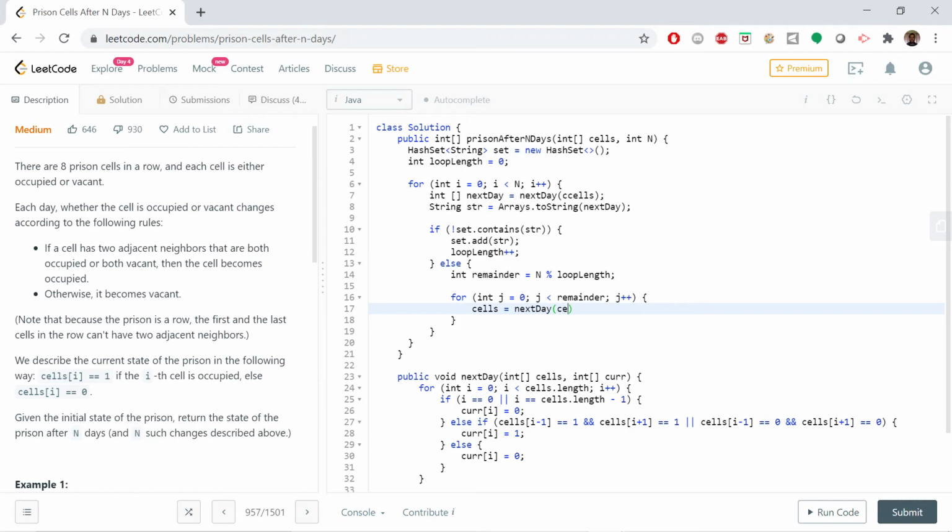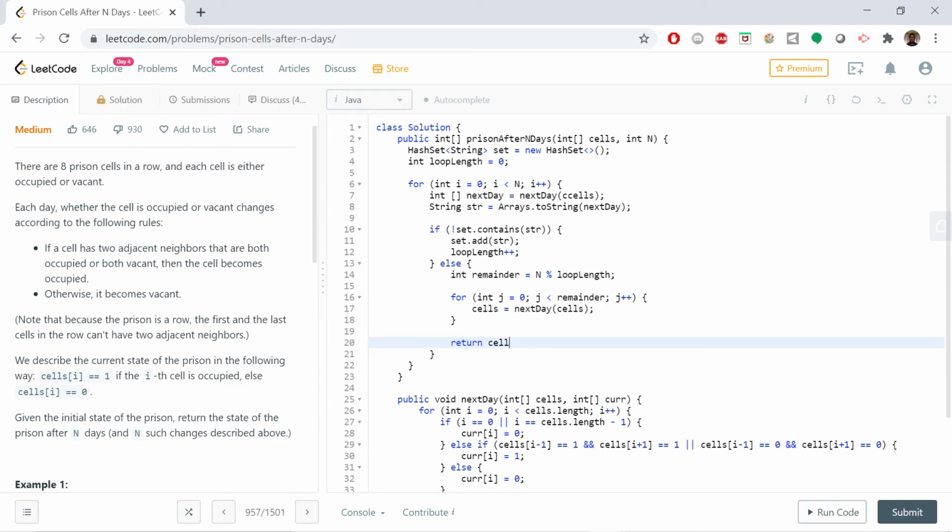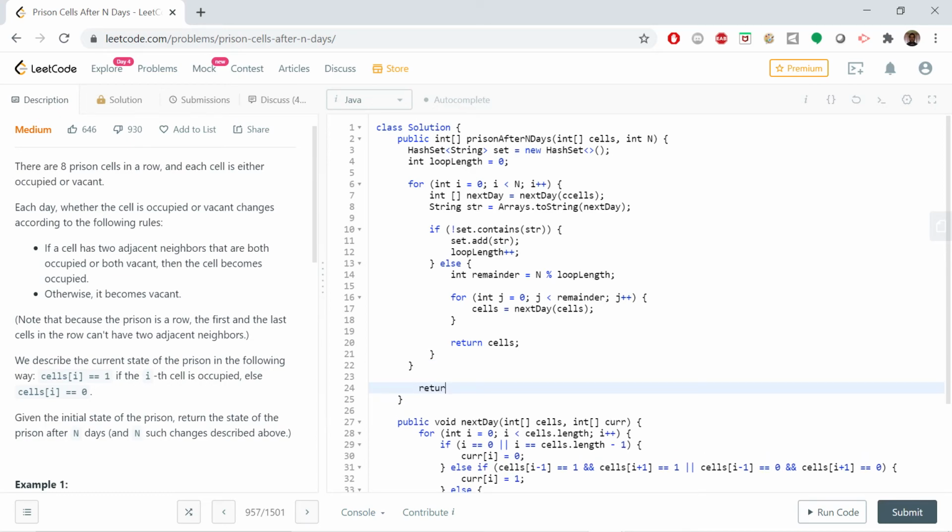We're going to pass in our cells. And so once we have this updated cells array, updated according to whatever our remainder is, we can actually just go ahead and return the cells and just break out of the loop early. Otherwise, if the entire loop runs all the way through, we know that n was probably less than 14, in which case we can just return the cells, and we should be good.